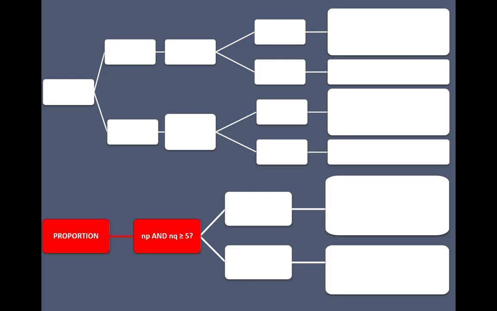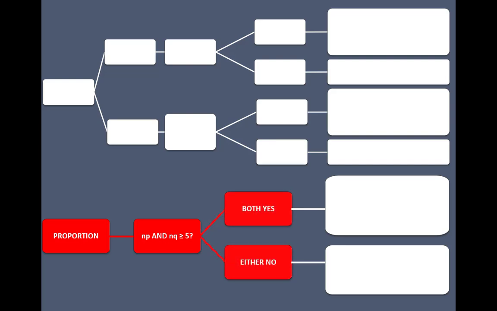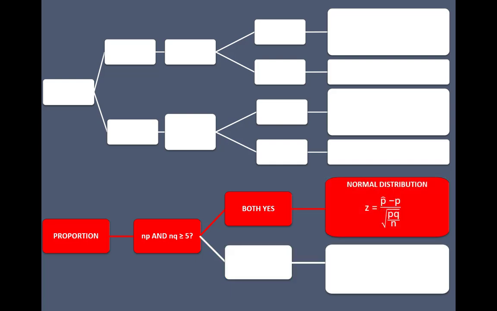So right away, I multiply n times p and n times q, and I want to check those. Are they both greater than or equal to 5? So if n times p and n times q are both at least 5, well, then we can assume a normal distribution for a proportion question. And we have a z-score formula. All normal distribution questions deal with z-scores. So if I did that calculation, n times p, n times q, and they were both at least 5, then we would use the normal distribution, but in this case, the z equals p hat version of this distribution.